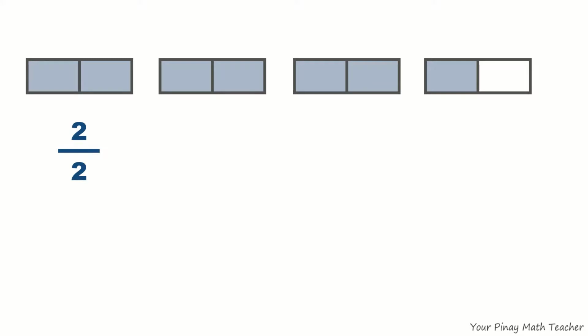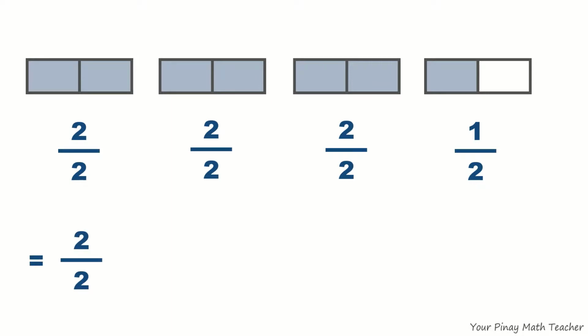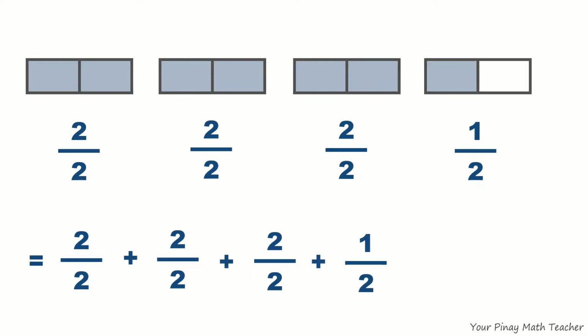Still the same with the second part, we have 2/2, another 2/2, but for the last part, we only have 1 out of 2 that is shaded. That is why we have the fraction 1 out of 2, or 1/2. Combining the 4 fractions, we have 2/2 plus 2/2 plus 2/2 plus 1/2 equals 7/2. 2 plus 2 plus 2 plus 1 is equal to 7. That is why we have 7 out of 2.